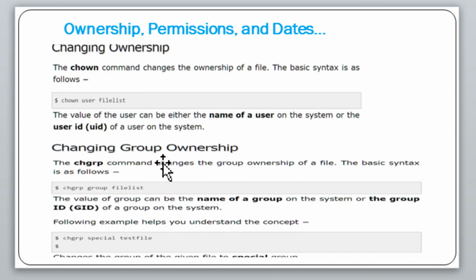Change group follows a pretty much similar syntax. So we do chgrp, space, the group you want to change it to, and then the file you're changing. Okay? So in this example, file list will have its group owner changed to group. The value of the group can be the name of the group on the system, or the group ID of a group on the system. Okay? So let's go ahead and show you that real quick.